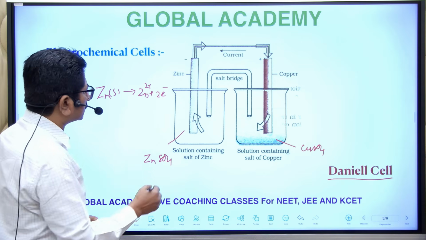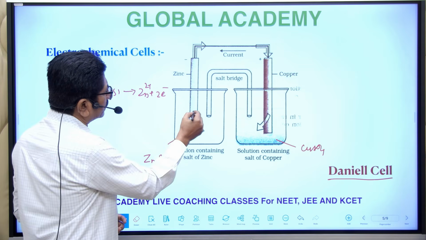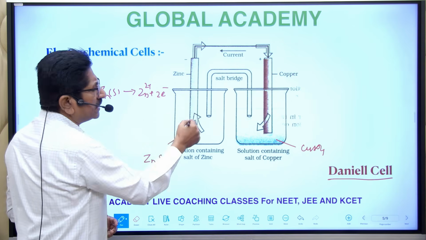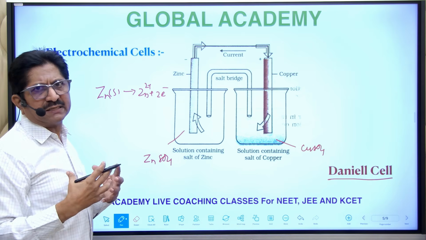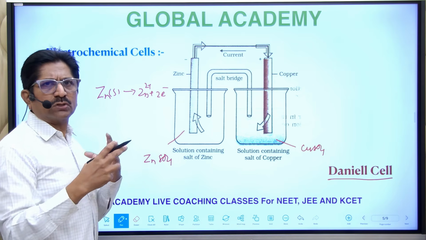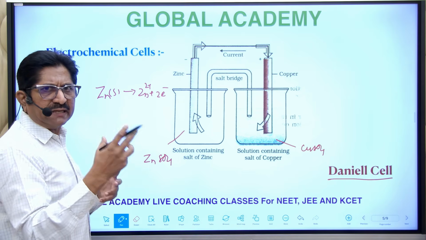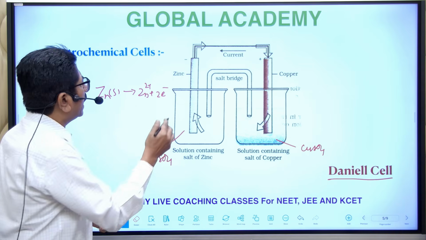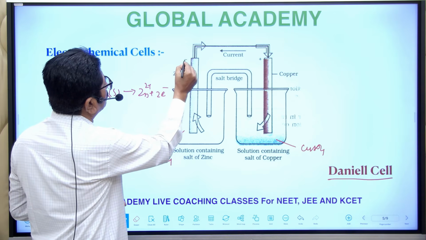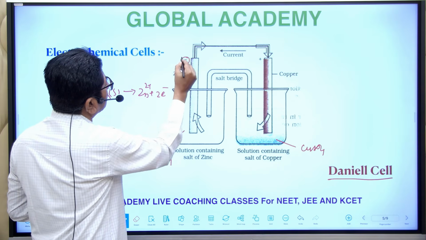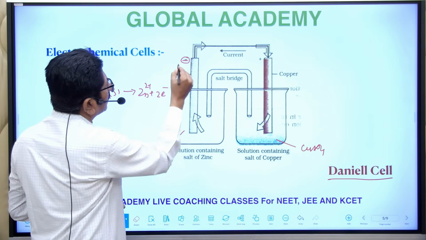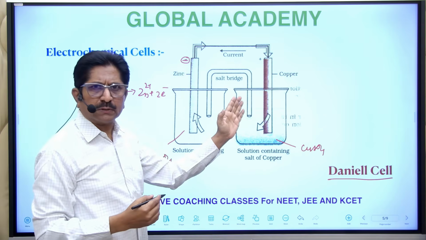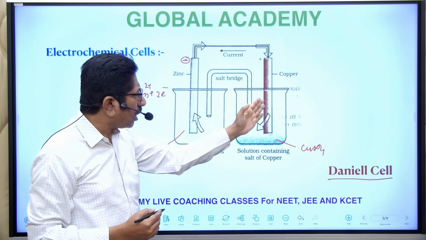Whatever electrons are liberated are given to the zinc rod. So the zinc rod takes the electrons. As it takes the electrons, the concentration of electrons increases. Hence, the zinc rod will have a negative charge, so it is called the negative electrode. You can see here it is a negative electrode. Now the electrons move to the copper rod.